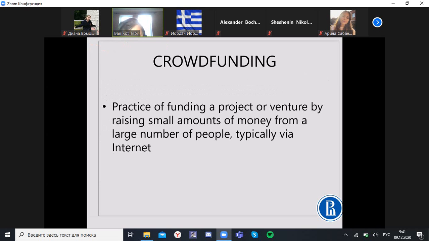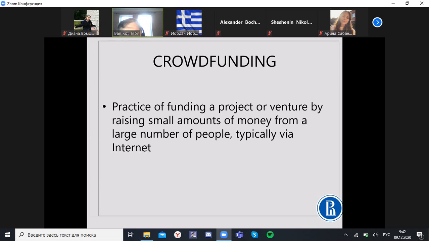Ladies and gentlemen, before we go further, I would like to analyze the phenomenon of crowdfunding. I have already given you a general definition of this term, of this phenomenon. Here you see a more technical definition. In this case, we can see that crowdfunding is a practice of funding a project or venture by raising small amounts of money, actually really small amounts of money, from a large number of people, typically via internet.